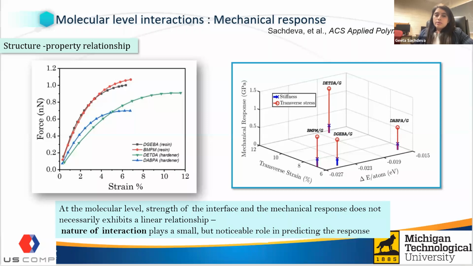Among resins overall, mechanical response is higher for the BMI monomer, which is again because of the structure and types of atoms contained in it. I'll be showing the structure of BMI in the next slide. Basically, less dangling provides more interaction with the graphene sheet. This work has also been published in ACS recently.